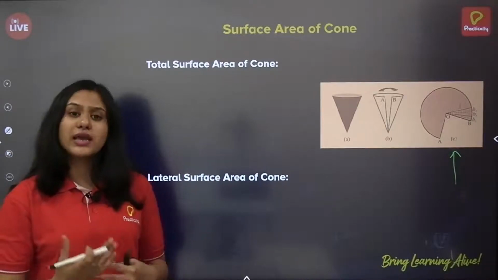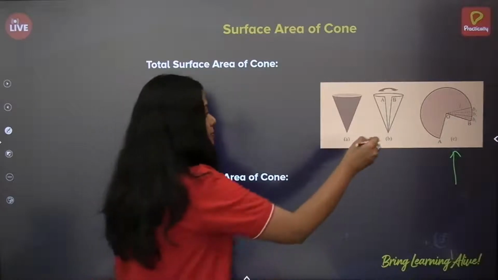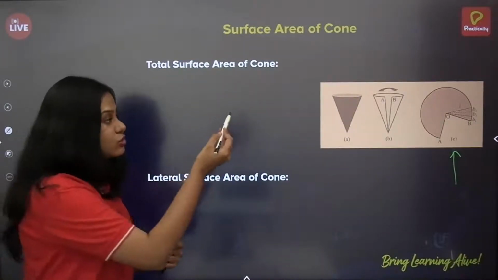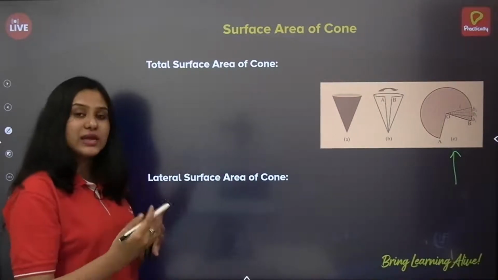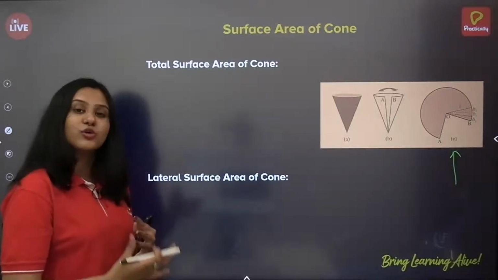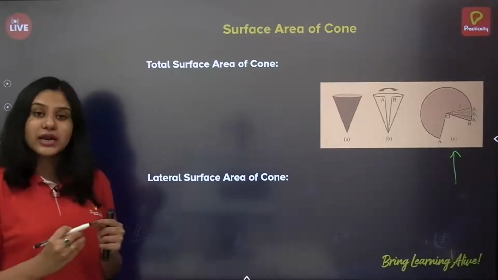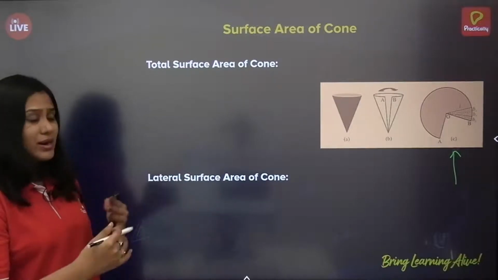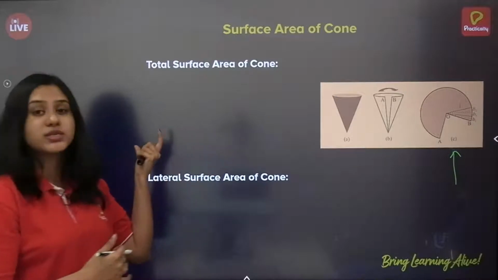And what is the area of the triangle? Half into base into height. So now the complete circle will be 2 pi r, correct, into L, into half. So that is how we land up at the total surface area and lateral surface area of cone. But now we are not getting into the step by step solving of the total surface area of the cone. We will just see the formula.